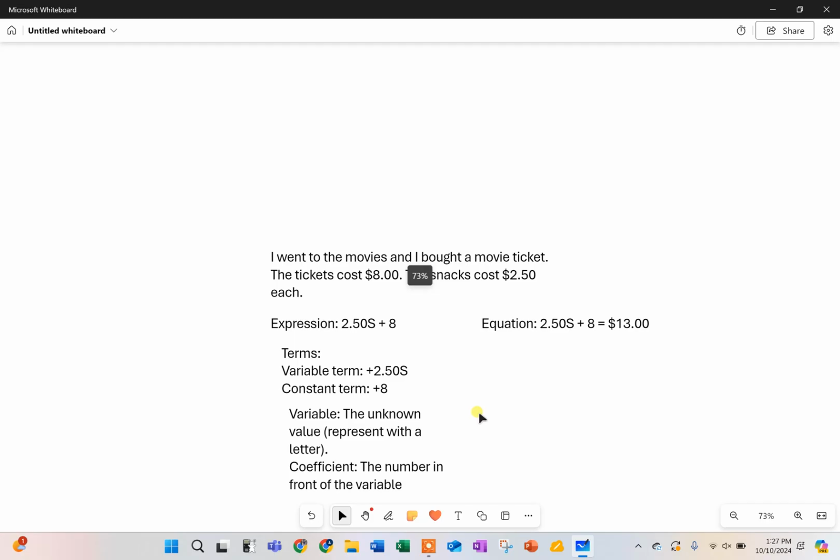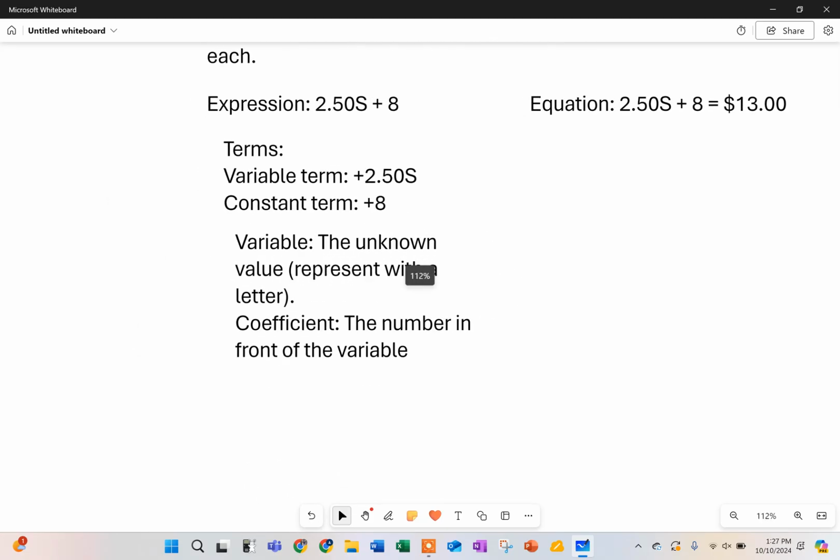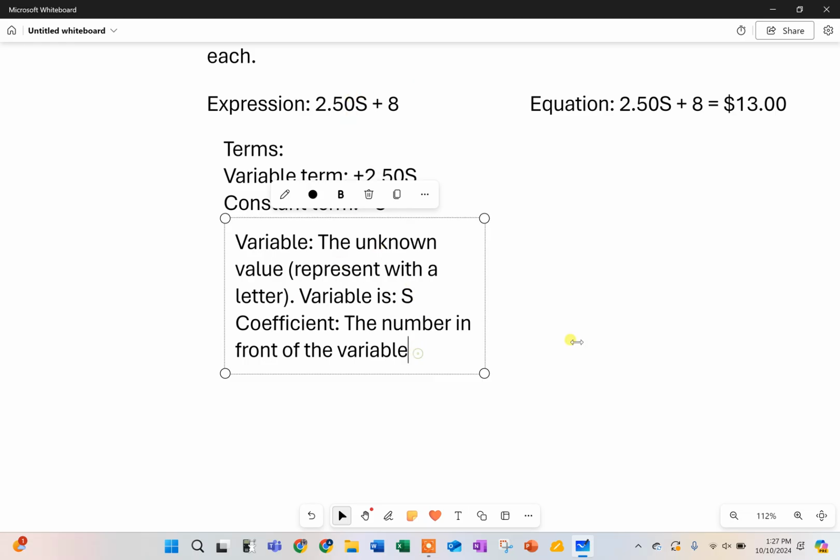All right, so far, I hope this is making sense. So in this example, our variable is S, and that's because I don't know how many snacks I bought. And in this example, the coefficient is 2.50 because each snack costs $2.50.